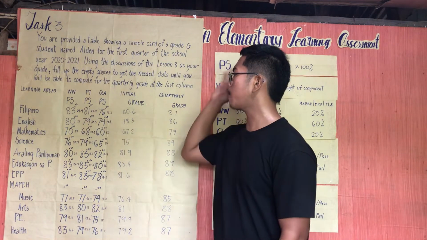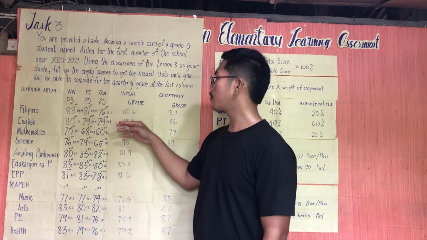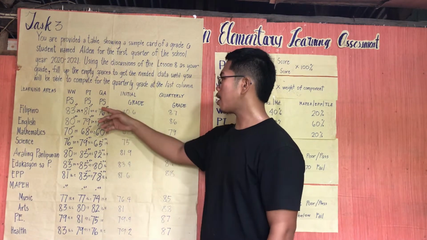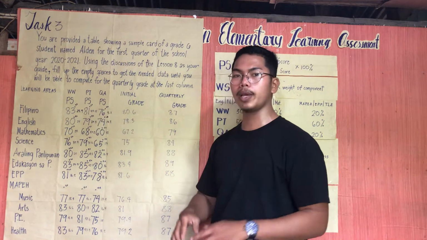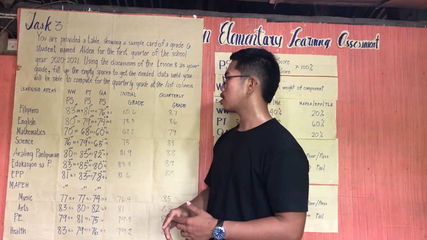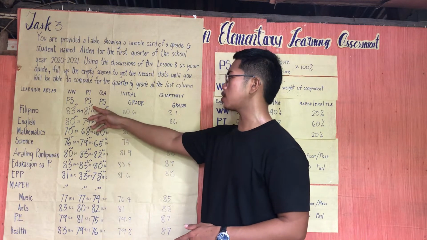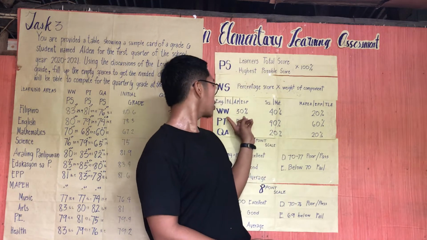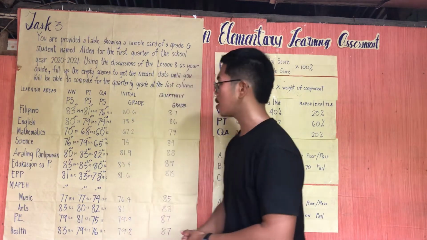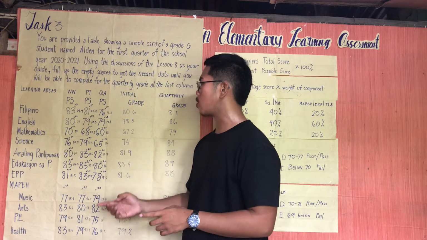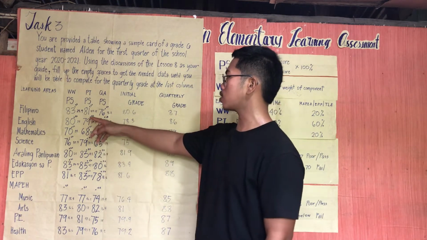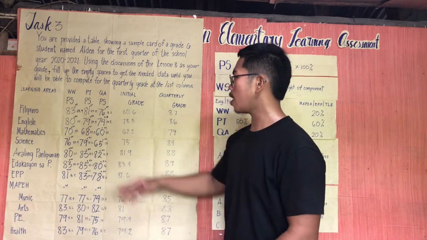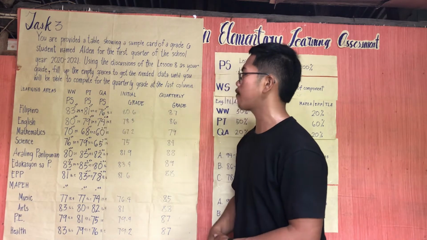And for the performance task, the given percentage score is 81. And so we will multiply it with the weight of component, which is 50%, because 50% is the weight of component corresponding to the performance task. Okay, so we will now find out the weighted score by multiplying the percentage score with the corresponding weight of component, 50%, and we got 40.5.